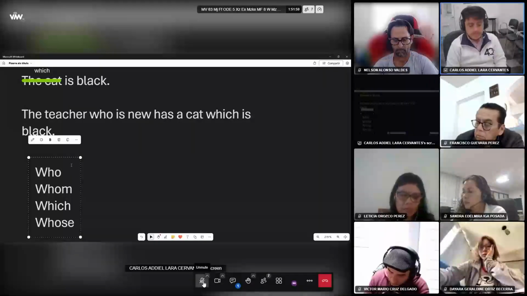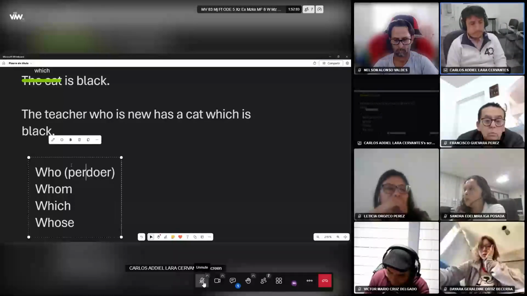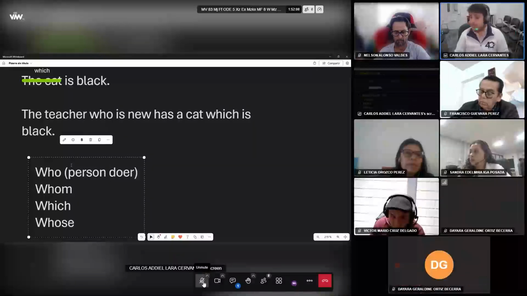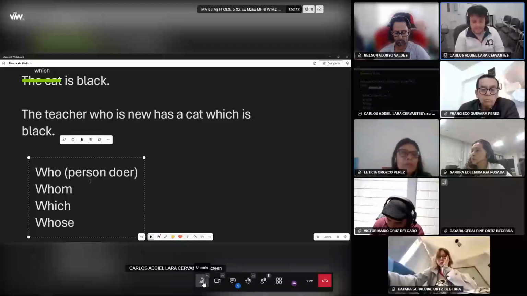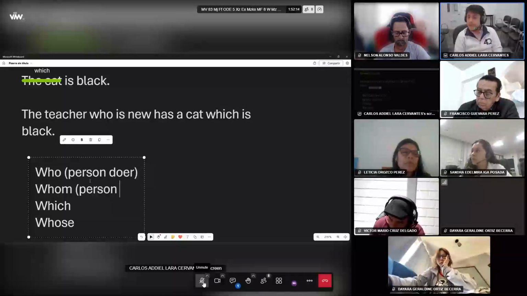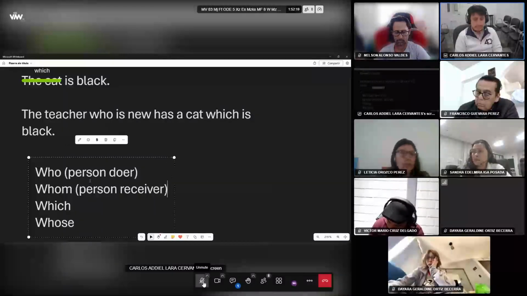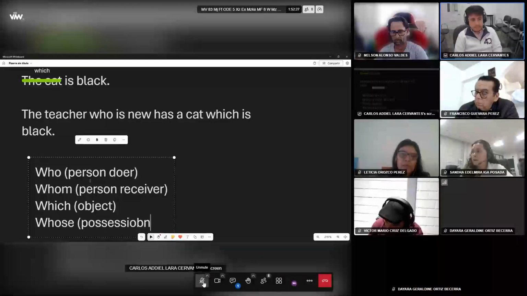Who is for the doer, the person doing the action. Whom is used to connect a person, but a person receiving the action. Which is used to connect an object or animals, and whose is for possessions.